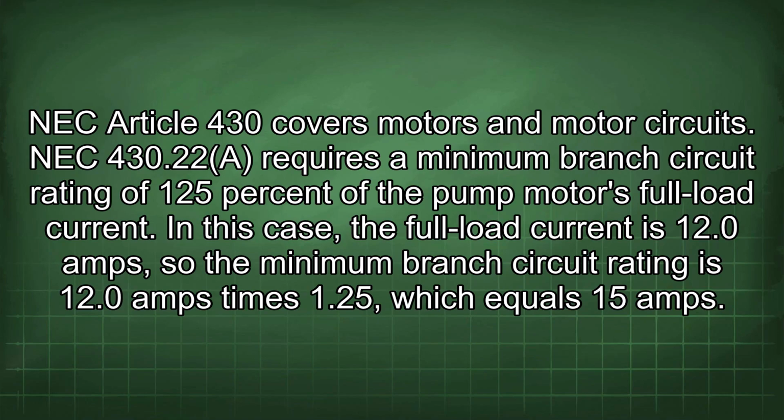NEC Article 430 covers motors and motor circuits. NEC 430.22 requires a minimum branch circuit rating of 125% of the pump motor's full load current. In this case, the full load current is 12.0 amps, so the minimum branch circuit rating is 12.0 amps times 1.25, which equals 15 amps.